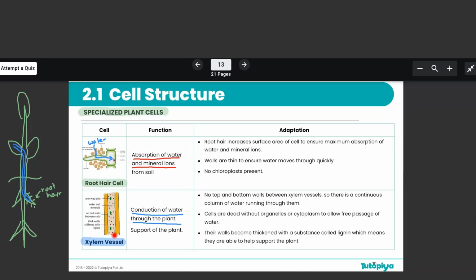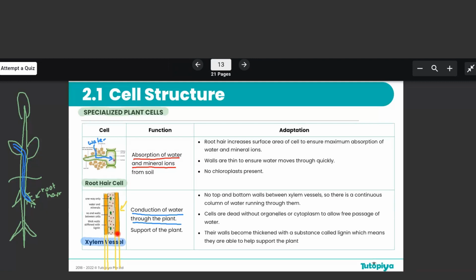And this ensures that, okay, so let's imagine, I'm just going to make a drawing down here. Let's imagine this particular xylem vessel shown here stacks up on another xylem vessel, then that is going to ensure that there is a continuous column through which water can flow. So that's the first unique feature, the absence of the top and bottom walls. The xylem vessel doesn't have any end walls.